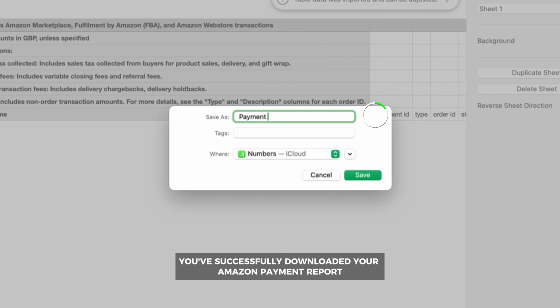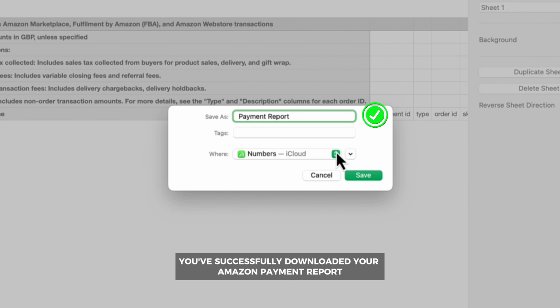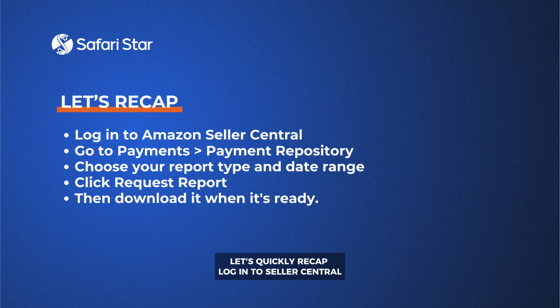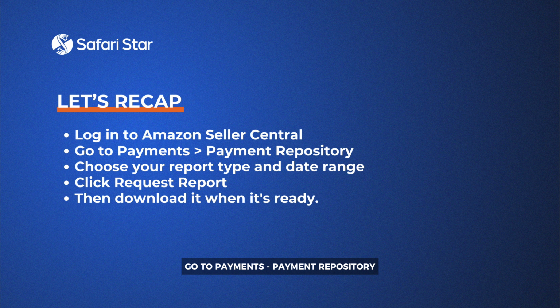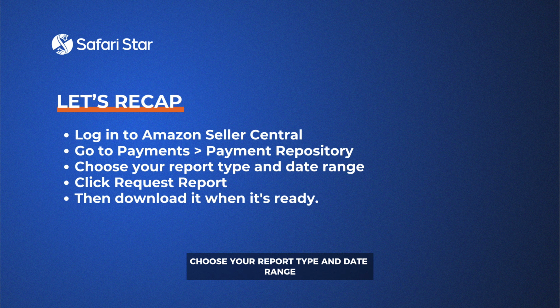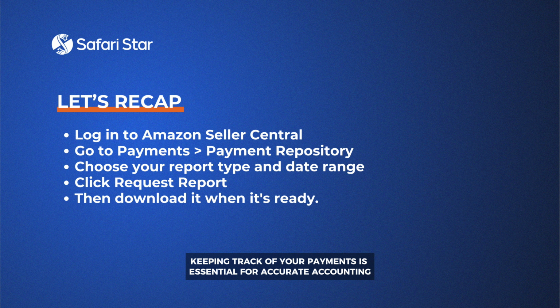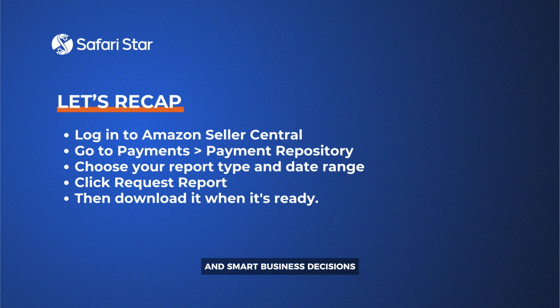And that's it. You've successfully downloaded your Amazon payment report. Let's quickly recap. Log in to Seller Central. Go to Payment Repository. Choose your report type and date range. Click Request Report. Then, download it when it's ready. Keeping track of your payments is essential for accurate accounting and smart business decisions.